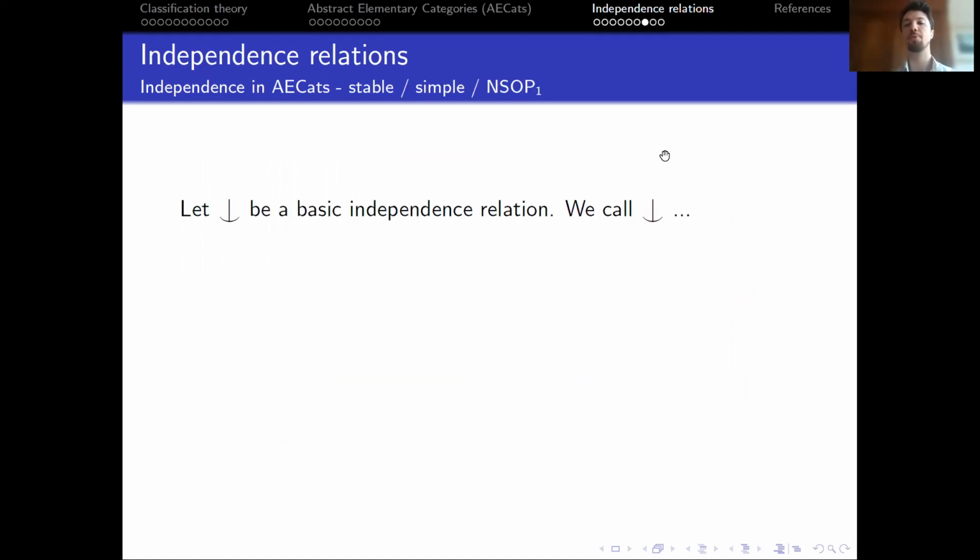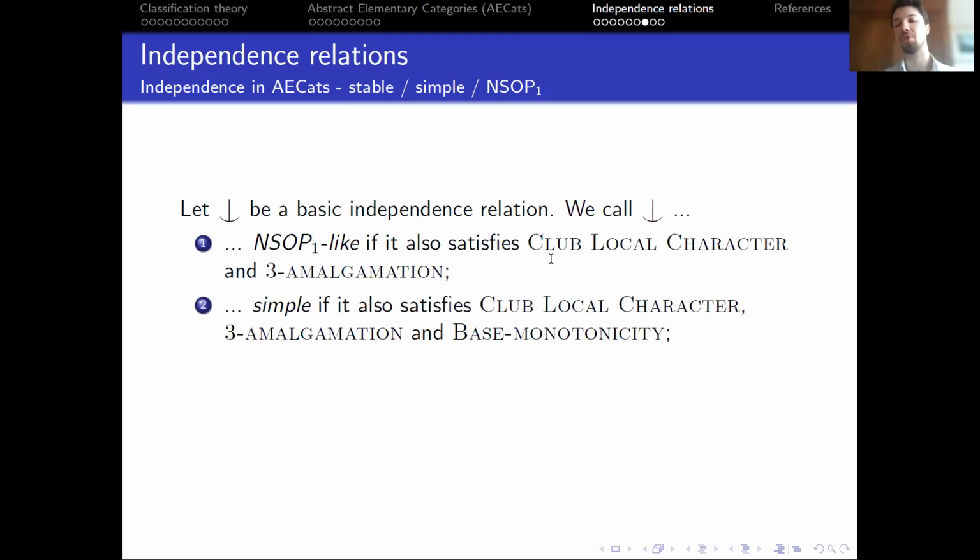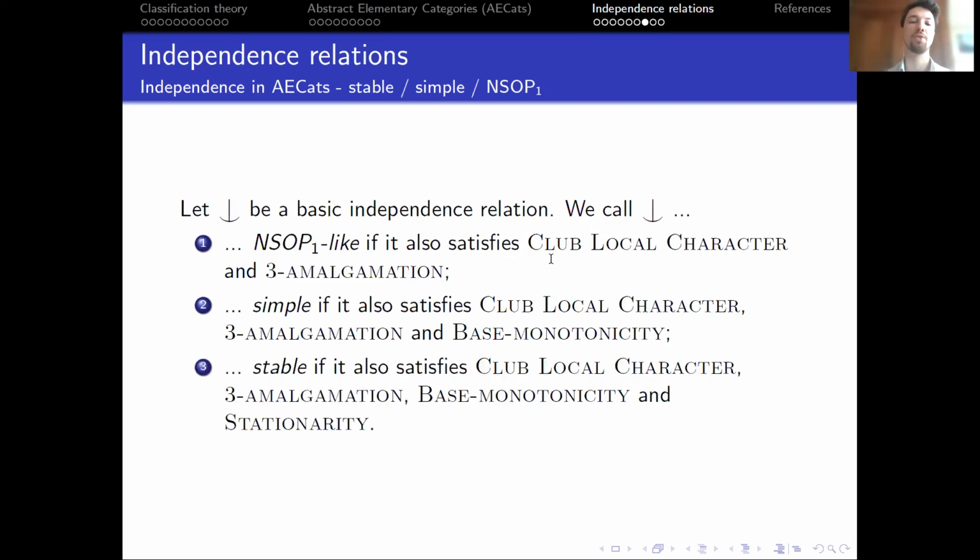And now that we have all these properties, we can finally start to try to rebuild this classification picture. And to do that, we start with a basic independence relation. And we say that this thing is NSOP1-like if it satisfies club local character and tree amalgamation. So it's a basic independence relation that also satisfies these two advanced properties. If it then in addition also satisfies base monotonicity, it's called simple. And if it in addition to that also satisfies stationarity, we call it stable.